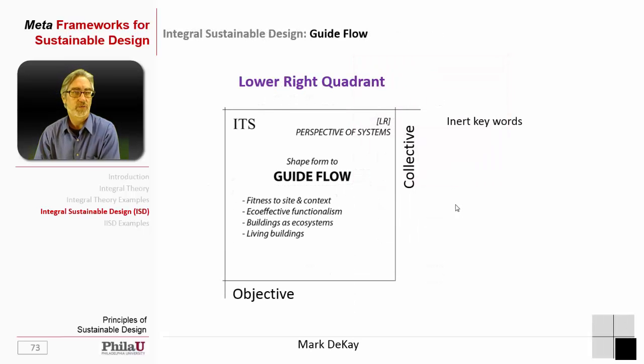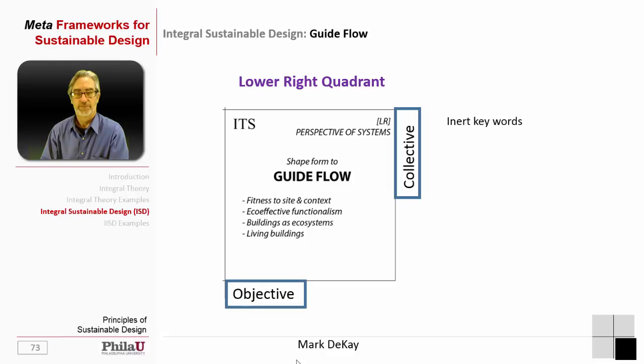If we move to the lower right, or the guide flow, we can begin to look at this idea of fitness to site and context. How does a building fit into its context? How does the landscape integrate with its larger landscapes around it? How are the flows of water, of air, of light manipulated on site to create the most effective project that we can have? What's a living building? We'll be getting into that in a moment. So for example, let's just go forward here.